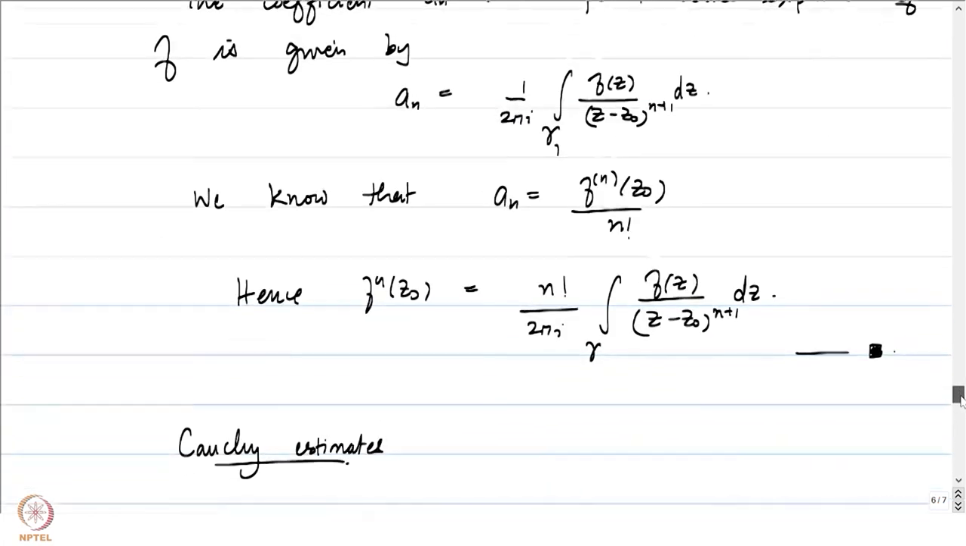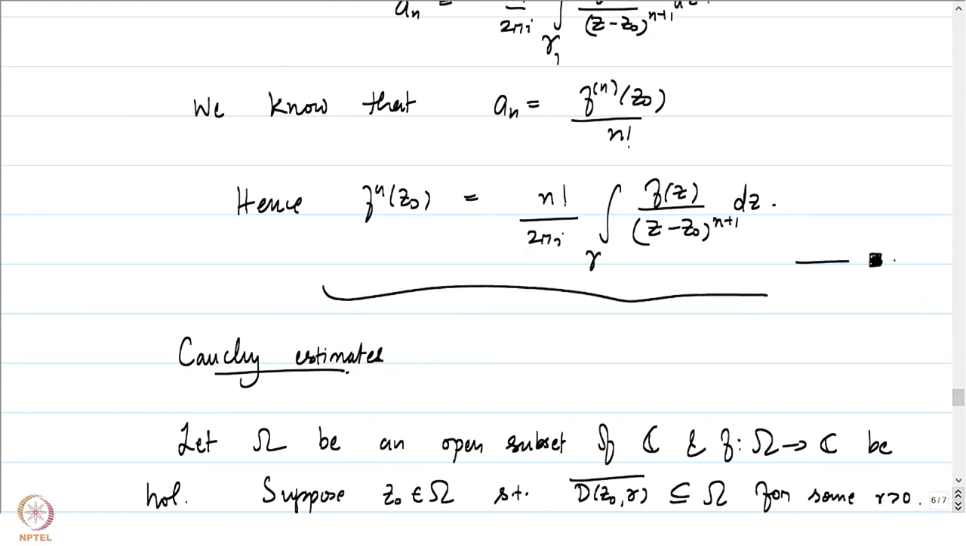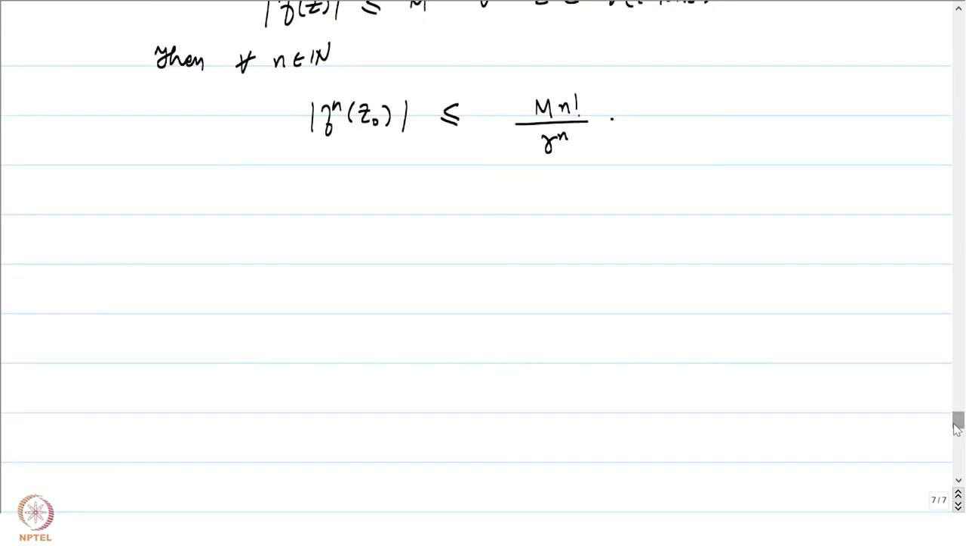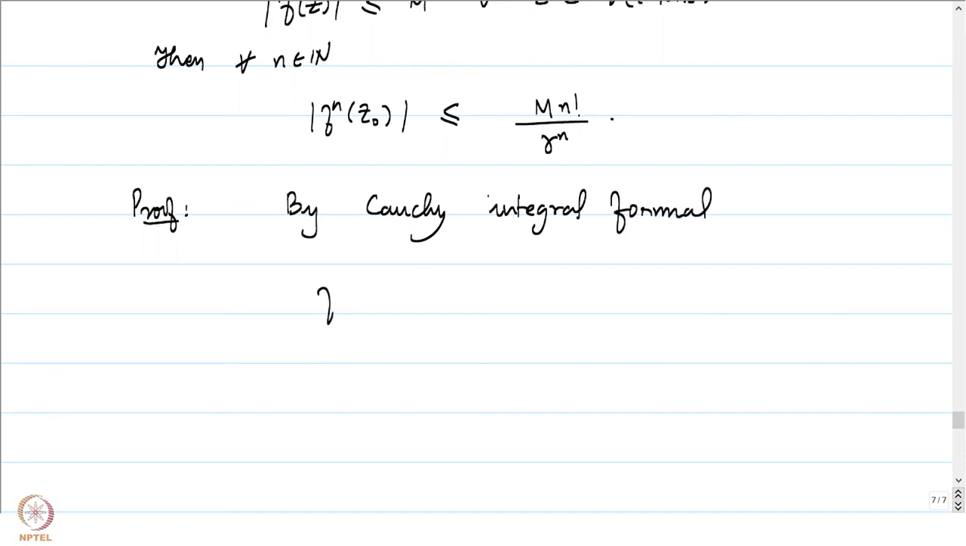The proof is going to be quite straightforward. We just use the higher order Cauchy integral formula. Let me just write that down. By Cauchy integral formula, f^(n) at the point z naught is going to be equal to n factorial by 2 pi I times the integral over gamma of f of z by z minus z naught to the power n plus 1 dz. There is an n factorial here which I missed.